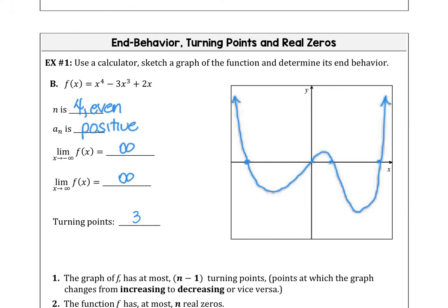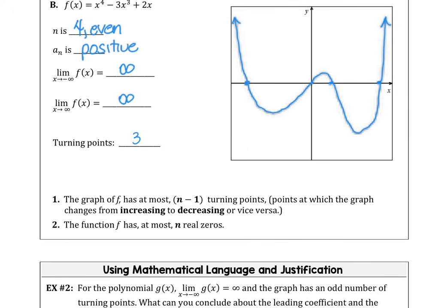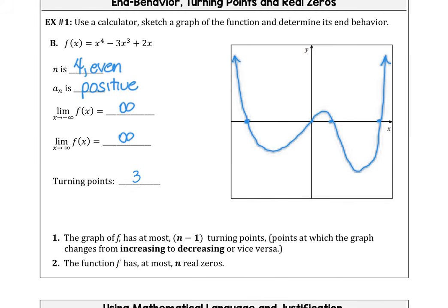We see down at the bottom of the summary, the graph of f has at most n minus 1 turning points, and the graph changes from increasing to decreasing, and the function has at most n real zeros. Now, what that means to us in relation to n, in this example, n was 4, so we had n real roots. We had 1, 2, 3, 4 zeros. And we had n minus 1, so 4 minus 1 turns, 3 turns. There was a turn here, a turn here, and a turn down here.